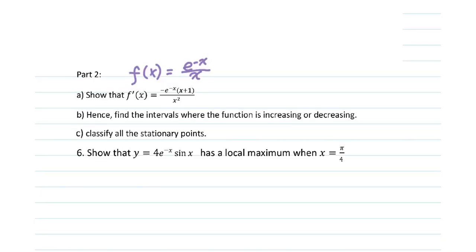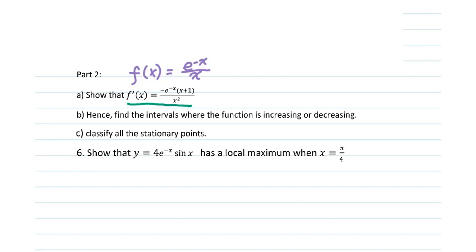Now let's go to the second question. When you have f of x equals e to the negative x power over x, show that the derivative equals this. We know "show that" basically means they ask you what is the derivative of f of x.